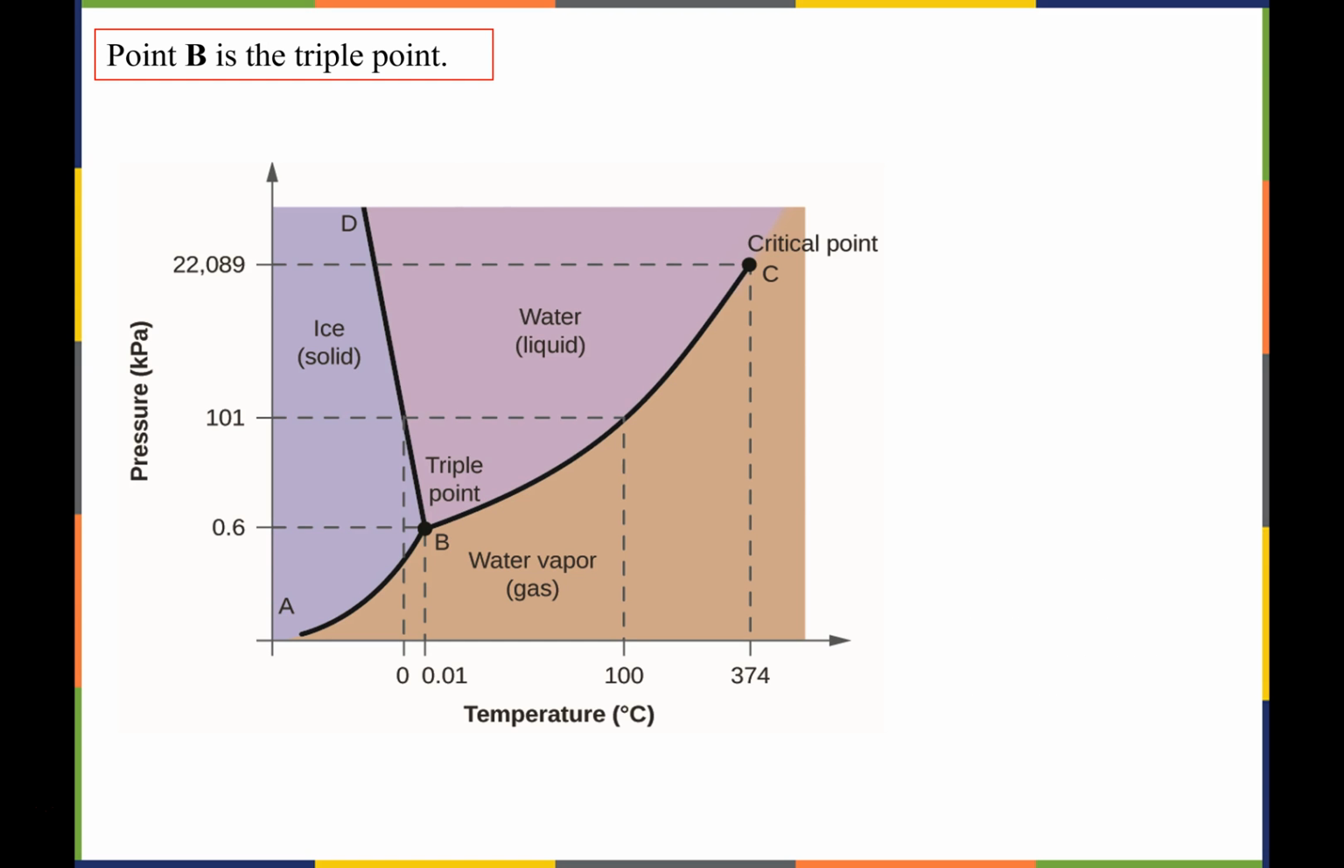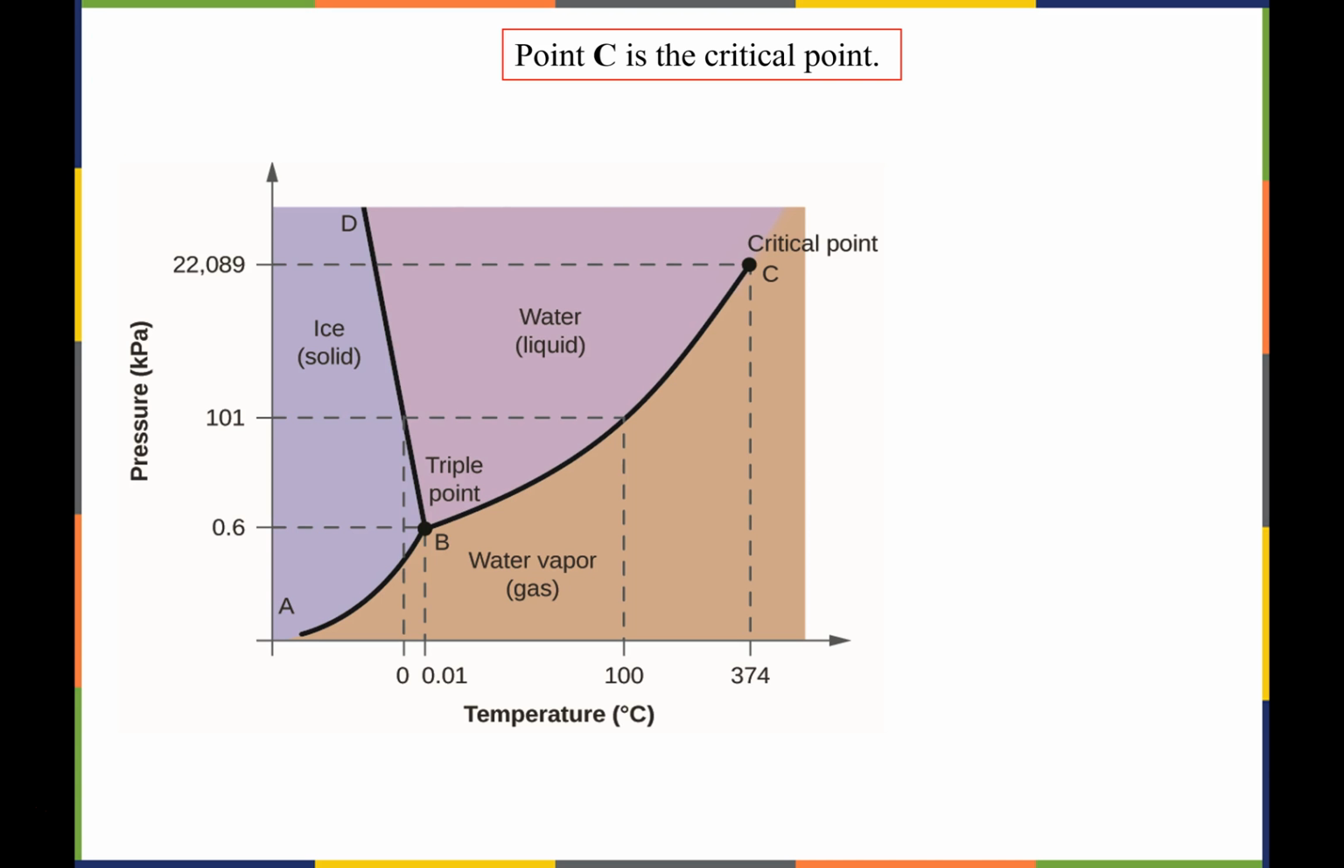Cool. B is the triple point, point B. And point C is the critical point. And like I kind of said, I think it's like another physical phase of matter. You know, we have physical phases: solid, liquid, gas. It's another physical phase, I think. So I mentioned this before.